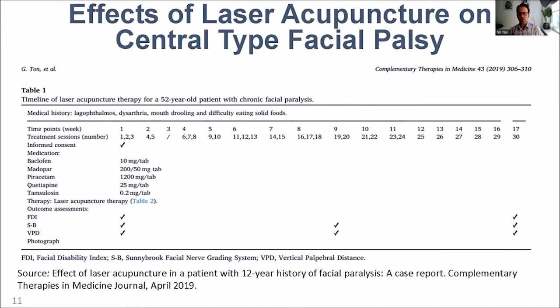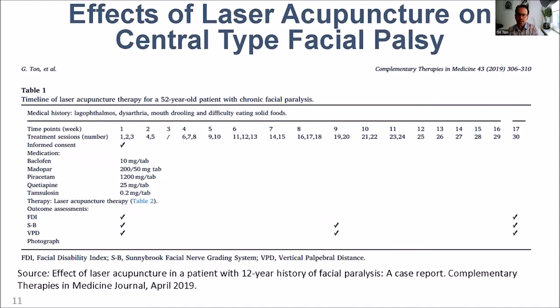Okay, so we gave the patient a total of 30 laser acupuncture treatment sessions over 17 weeks. As you can see from table 1, it's a timeline table describing the treatment, his medication, the outcome assessments, basically all the important parameters of the treatment. The first 12 weeks, it was 2 to 3 sessions per week. And then for 5 weeks, we gave the patient 1 session of laser acupuncture per week. Then we stopped the treatment, and the patient came back for a follow-up appointment after 1 month. So totally, we saw the patient for 5 months.